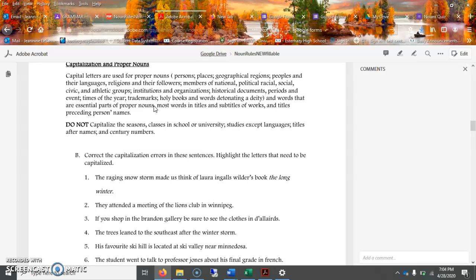We do not capitalize the seasons: spring, summer, fall, winter. Classes in school, so math class is not capitalized unless it's the name of the class, like Math Foundations Pre-Calculus. Then it would be. Unless it's English or French or a language. All languages are capitalized. Titles after names are not. So with Elizabeth the Queen, Queen would not be capitalized, but Queen Elizabeth would be. The Q and the E would be capitalized in Queen Elizabeth.